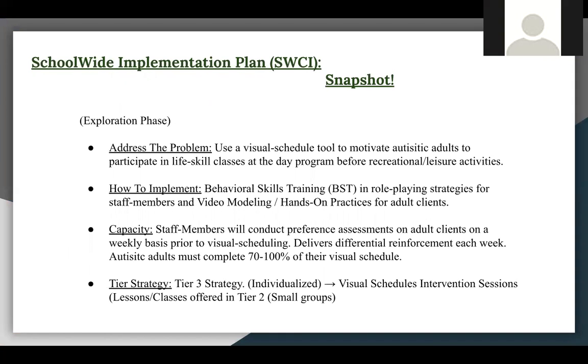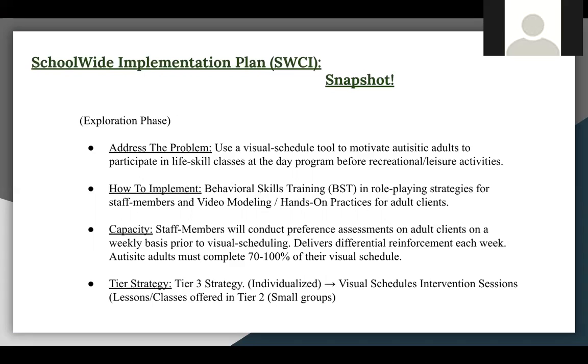Our school-wide implementation plan. So a snapshot of our implementation plan is, first we address the problem. We are using a visual schedule tool to motivate autistic adults to participate in life skill classes at a day program before any recreational or leisure activity. We will implement this plan through behavioral skills training and role-playing strategies for staff members and video modeling for adult clients.